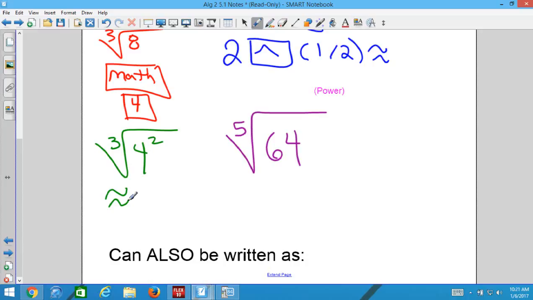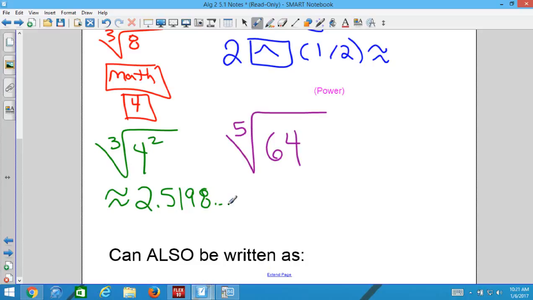Did you get it? What'd you get? 2.297. For this one? Oh, sorry. It was 2.519. 2.522. I just want to make sure that you are typing it in correctly. Yeah, the other one's there.